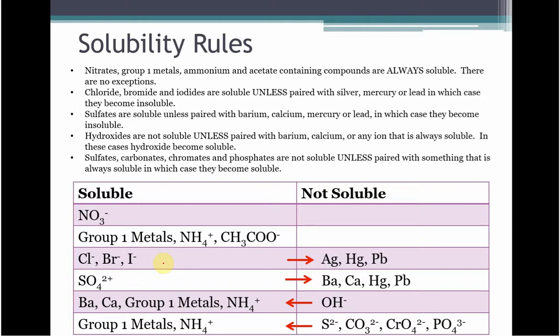Sulfates are soluble unless they're with barium, calcium, mercury, or lead. If it pairs with one of those, that becomes insoluble and therefore a non-electrolyte. Hydroxides are not soluble unless they're with barium, calcium, group 1 metals, or ammonium. At that point, they become very soluble, and so these would be strong electrolytes. Anything else with hydroxide would be a non-electrolyte. Same thing down here. These generally are going to be non-electrolytes unless paired with a group 1 metal or ammonium.